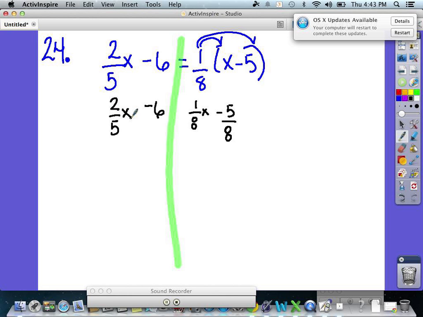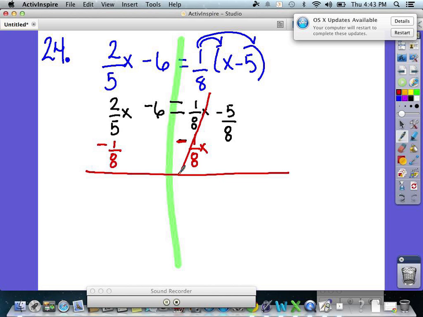Now I need to get all my variables on one side of the equal sign and all of my numbers on the other side. This is a positive 1/8, so we're going to move it and it's going to become a negative. I'm going to subtract 1/8 on both sides of the equal sign. All right. That will cancel out.